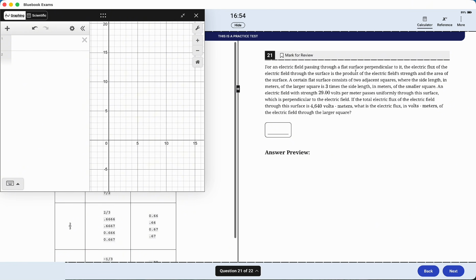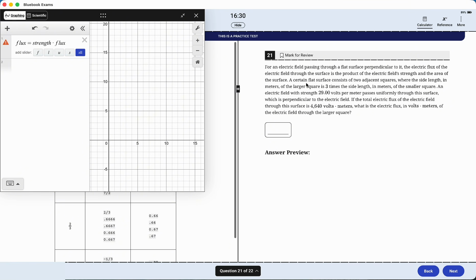It says electric field passing through a flat surface perpendicular to it. The electric flux of the field through the surface is, so remember that's a key word, and product, right? Product means multiplication. So we basically say this. It's saying flux equals the product of two things. It says the strength and the area, right? So this is going to be our equation. That's what we have to pull out from that first one.